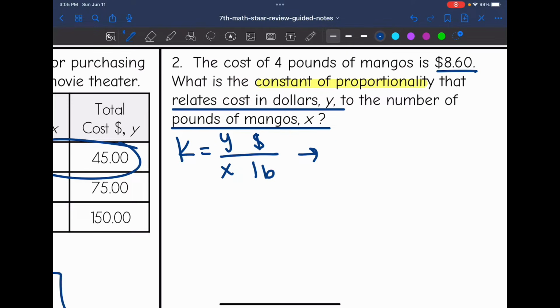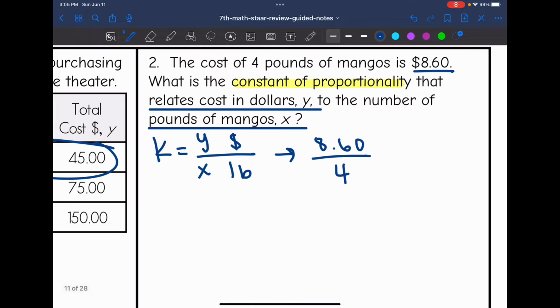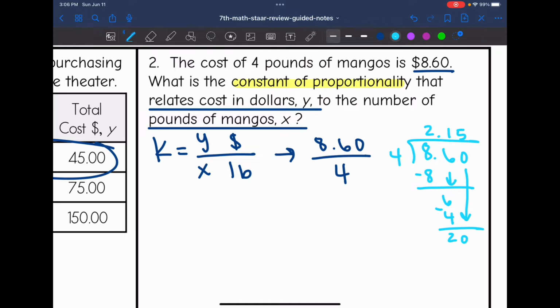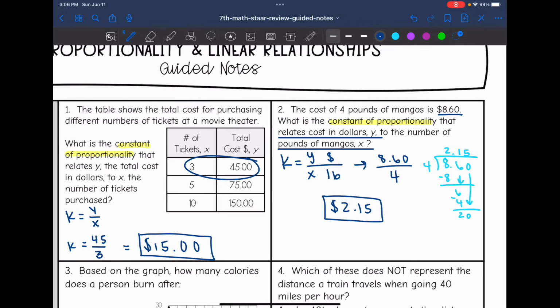It told me it was $8.60, that's y, for 4 pounds of mangoes. And now I just need to do $8.60 divided by 4. And I get $2.15 for 1 pound of mangoes.